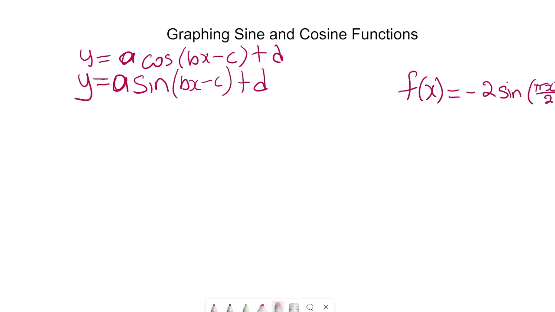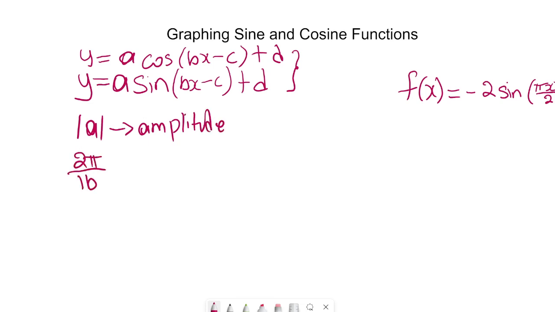And so let's say we're given either y equals a sine of bx minus c plus d, or a cosine of bx minus c plus d. Recall that these letters have some meaning for us when we do our graphs. So for instance, the absolute value of a, that's going to be our amplitude, right? And then we have 2 pi over the absolute value of b. That's going to be your period, the period of the graph.